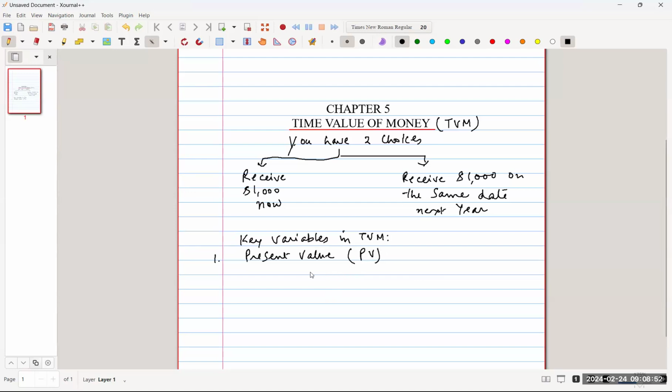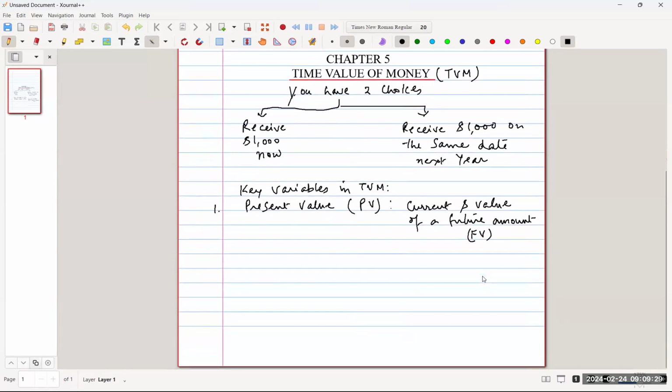Right. So present value, if we were to give a working definition to it, we could say that present value is the current dollar value of a future amount. We will put it in action shortly and see current dollar value of a future amount. It's enough to remember this at this point in time. This future amount we will call the future value and denote it by writing FV, future value. So this is one important variable in time value of money.